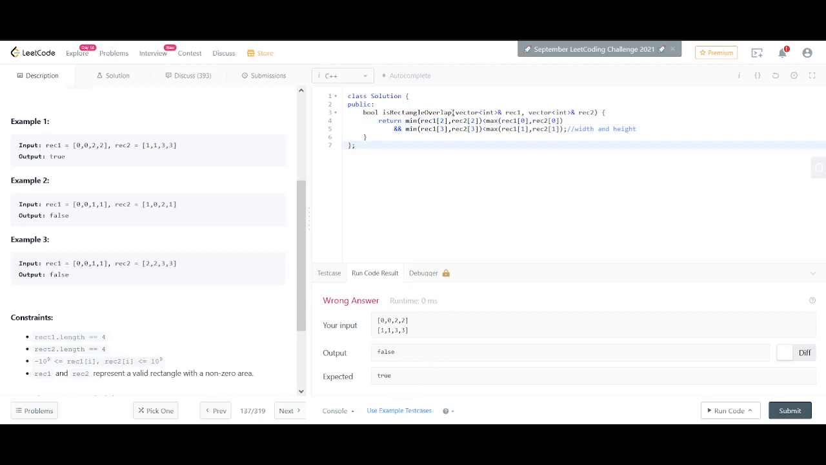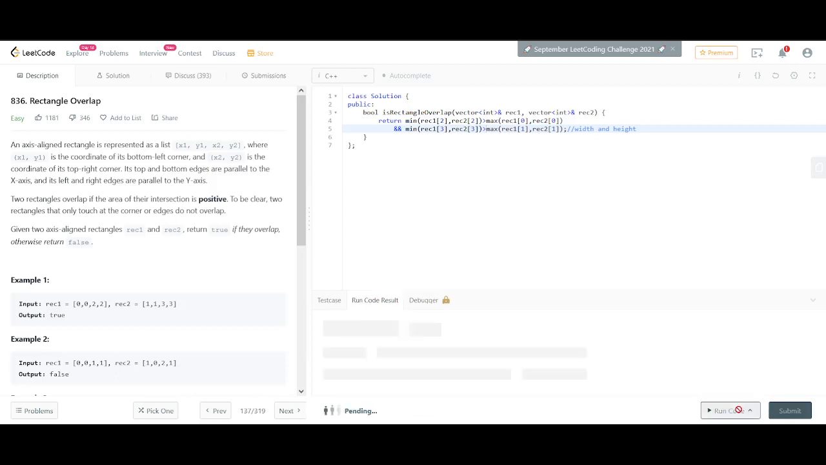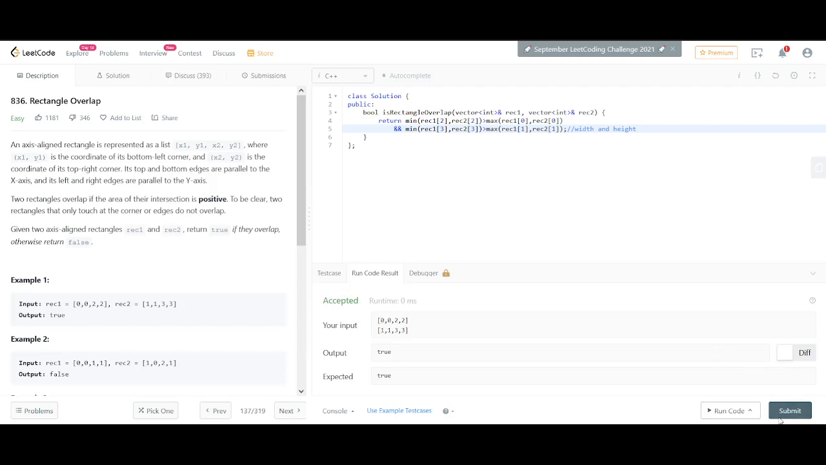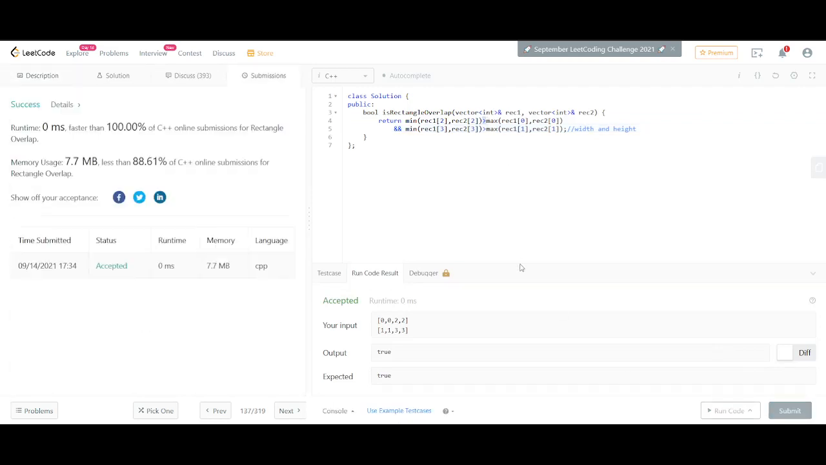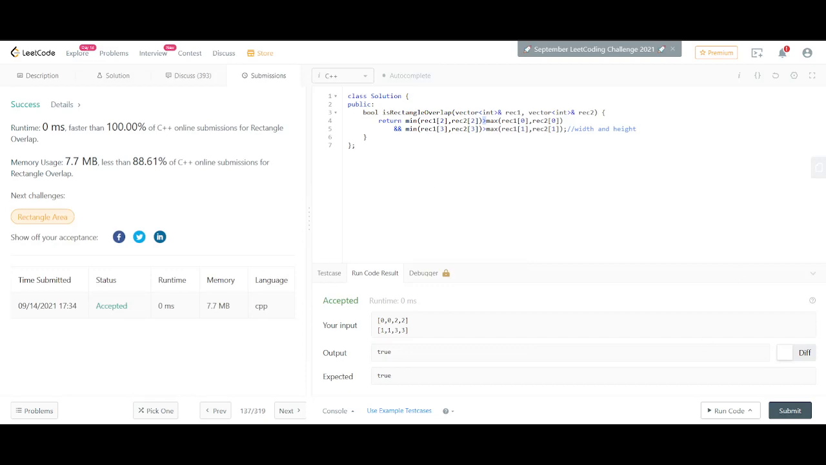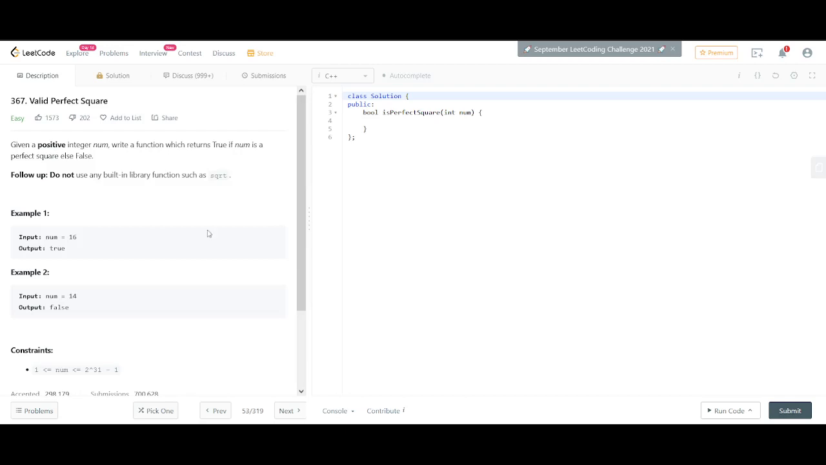Right. So the question says that we need to check if an overlap is required. Overlapping will generally happen when this is greater than the other value, because we discussed the condition of non-overlapping, right? So we just change this particular sign, and this will work. Let's see if it works or not. Yeah, it does. So we can move on to the next question, which is valid perfect square.